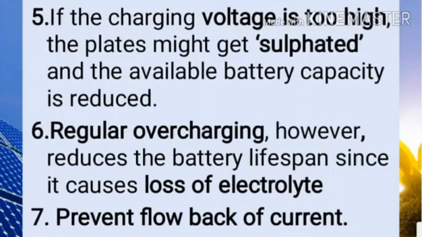If the voltage is too high, the plates might get sulfated and the available battery capacity is reduced. So the battery controller prevents the voltage from being too high. If the voltage is too high, it cuts the battery off from the solar panel, so the battery is not charged at that time. If the battery were charged then, its lifespan might be reduced. So it prevents high voltage, and the battery lifespan is greater.